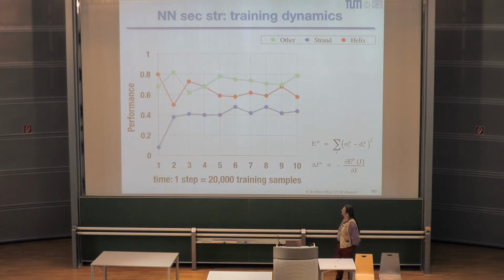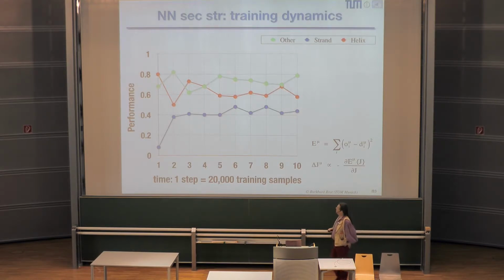But let's look at an example of something else, the dynamics of the system. What I show here is training time. The way a neural network is trained is that you present known examples one at a time, and you optimize the connections such that it learns these known examples. One unit here is 20,000 steps. I had roughly 20,000 examples, so I clocked it such that 1 unit here is 20,000 iterations. This is the performance on the training. Other is green, blue is strand, red is helix.